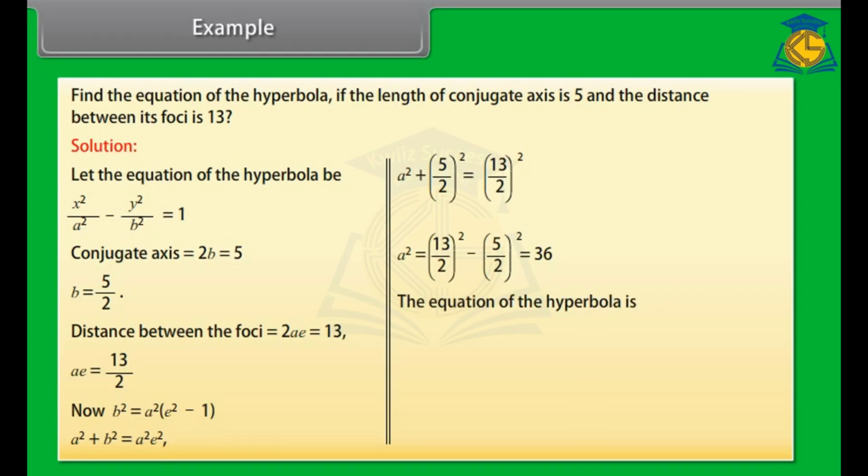The equation of the hyperbola is x square by 36 minus y square by 25 by 4 is equal to 1. That is, x square by 36 minus 4y square by 25 is equal to 1.